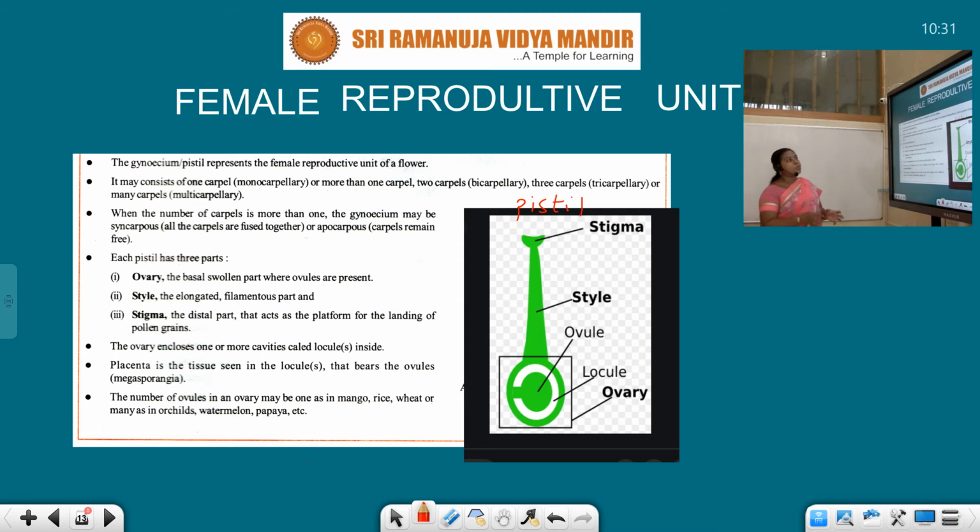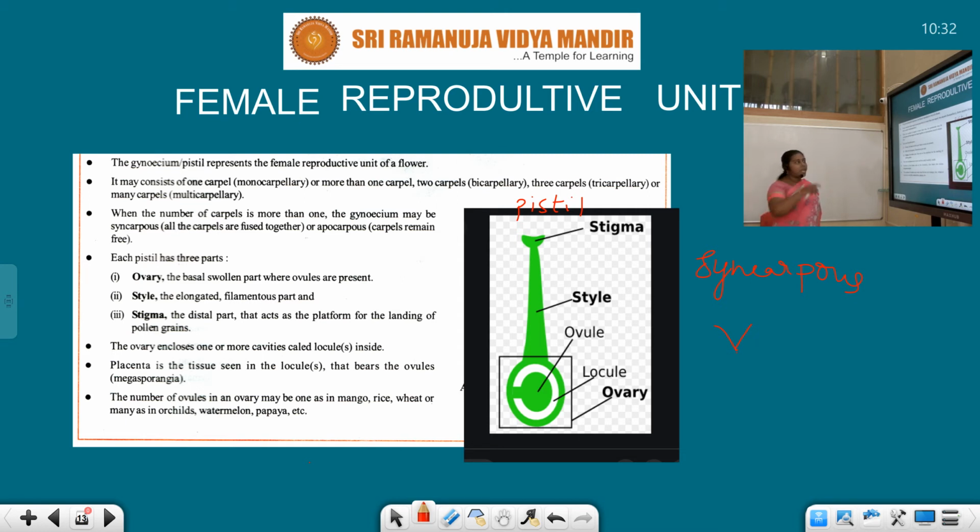When the number of carpels is more than one, the gynoecium may be syncarpous, where all the carpels are fused together. We call such a condition syncarpous. Or it may be apocarpous, where the carpels remain free. If the carpels are united, we call it syncarpous. If the carpels remain free, we call them apocarpous.